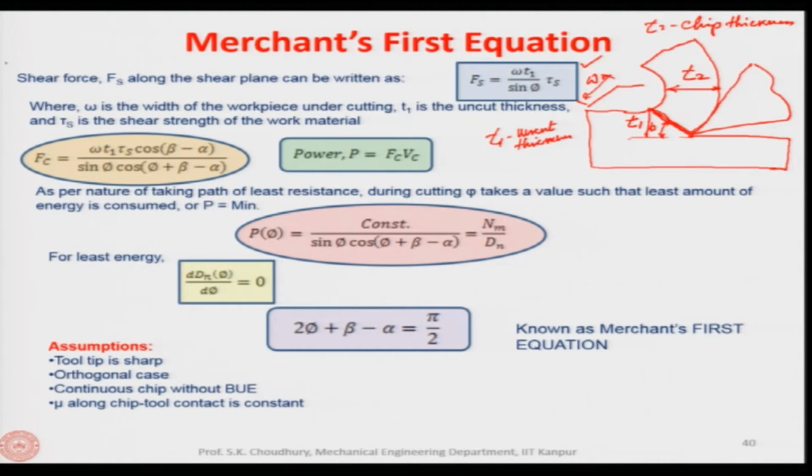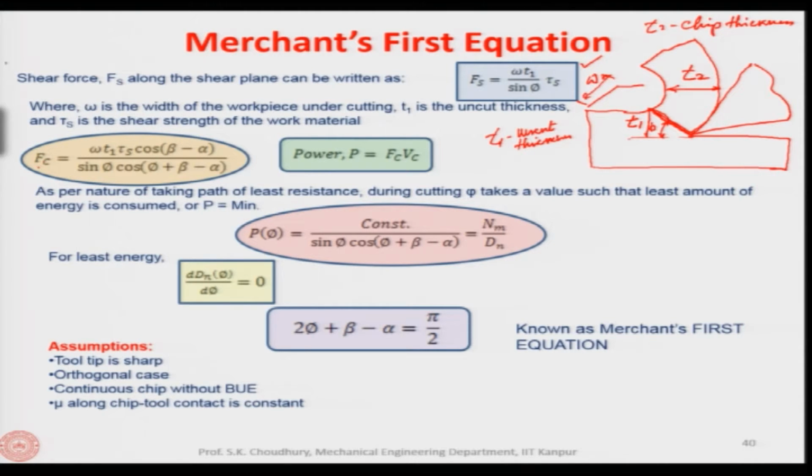This is the area of the shear plane and this is the stress. Tau s is basically the strength of the workpiece material. Here T1 is the uncut thickness, W is the width of the workpiece and tau s is the shear strength of the work material. Therefore, if we put these values, Fc can be found out by W T1 tau s divided by sine phi, which is Fs, into cos of beta minus alpha divided by cos of phi plus beta minus alpha.